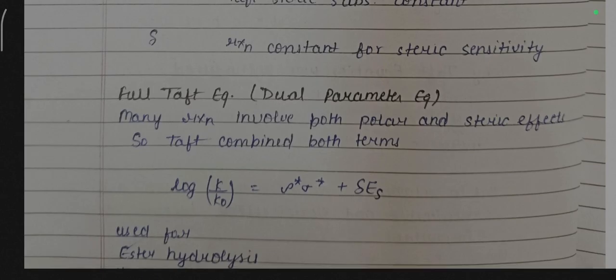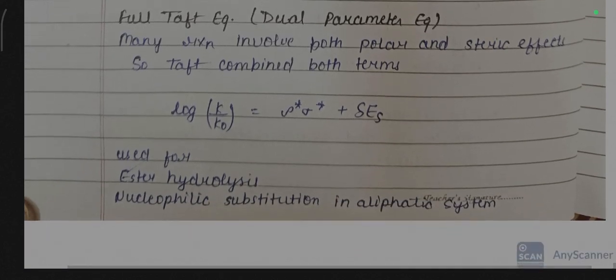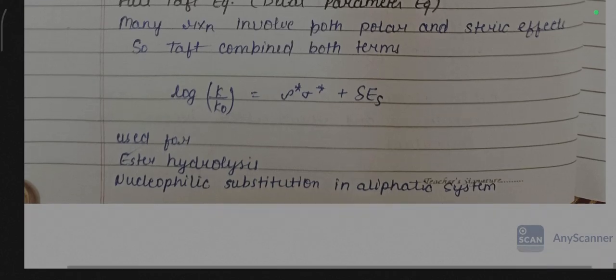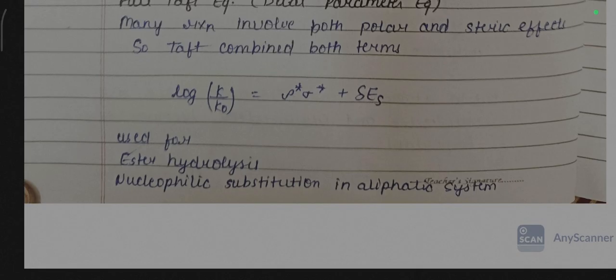Full Taft equation, the dual parameter equation. Many reactions involve both polar and steric effects, so Taft combined both terms: logarithm of k upon k naught is equal to rho star sigma star plus delta Es. It is used for ester hydrolysis and nucleophilic substitution in aliphatic systems.